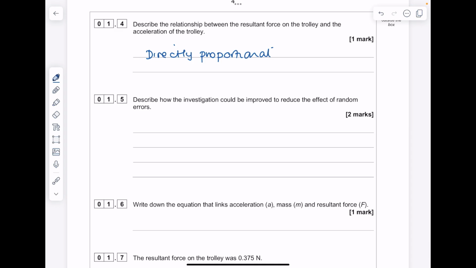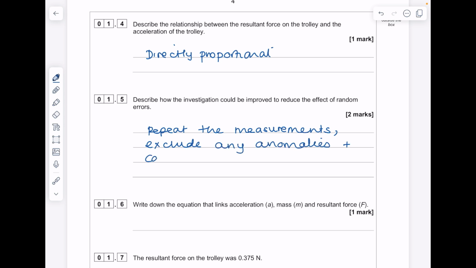Describe how the investigation could be improved to reduce the effect of random errors. So the best thing to do here is to repeat the measurements, exclude any anomalies, and calculate a mean.